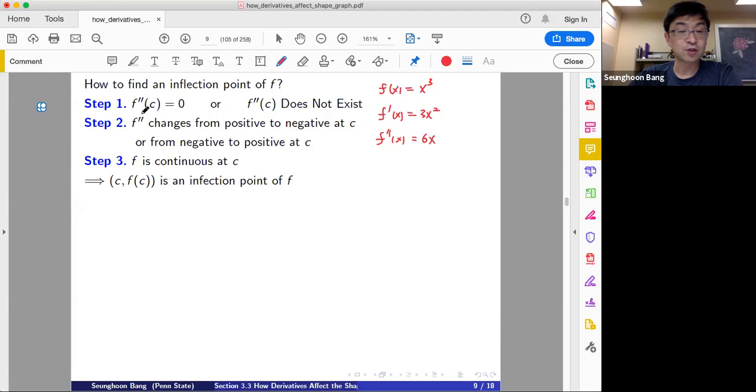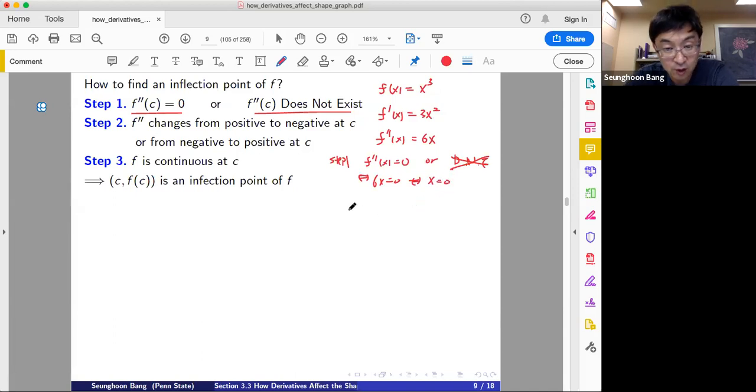So step 1, you solve: second derivative equal to 0 or does not exist. The 6x is always well defined, so you don't need that; only solve 6x equal to 0. x is 0. That's right. So you have to draw the real line plus 0. We have minus infinity to 0, and 0 to infinity.